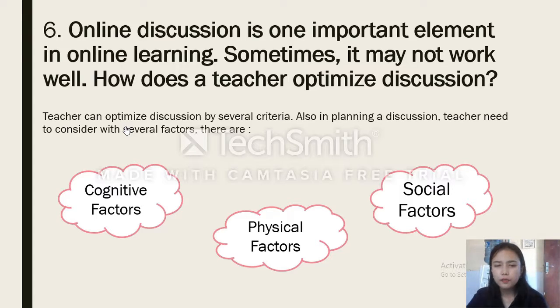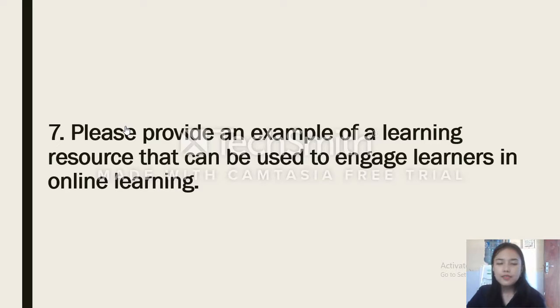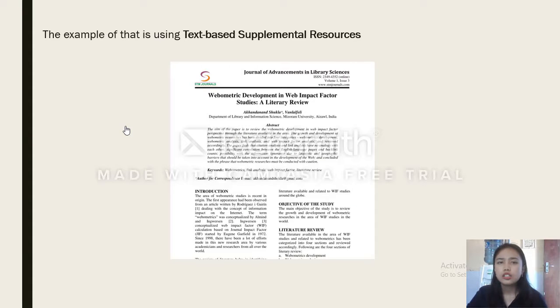The next factors is physical factors. You need to create a setting conducive for discussion. And the last factors is social factors. You need to demonstrate relevance, encourage participation, make high quality participation count, and evaluate the discussion. The seventh question, please provide an example of a learning resource that can be used to engage learners in online learning. The example of this, I used text-based supplemental resources.